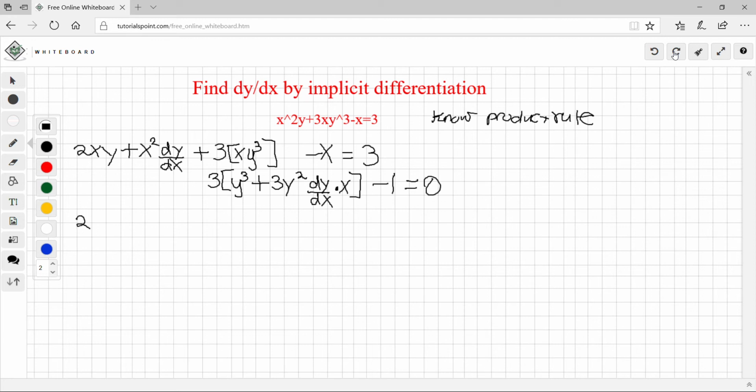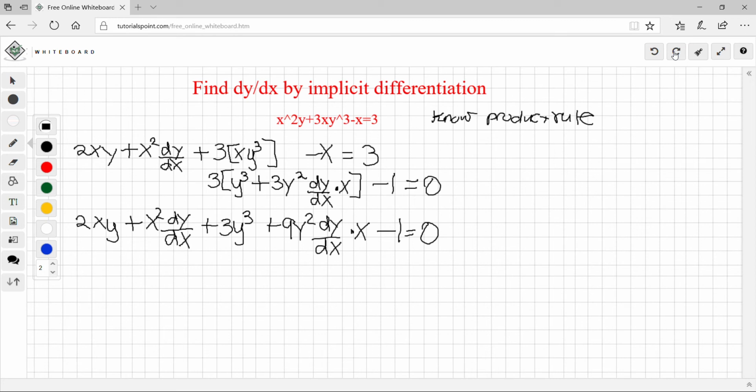So I'm going to bring down that 2x y plus x squared dy/dx. And I'm going to distribute that 3 because I factored it out. So we're left with 3y cubed plus 9y squared dy/dx times x, minus 1 equals 0. Okay, so the goal right now is we want to find dy/dx, right?